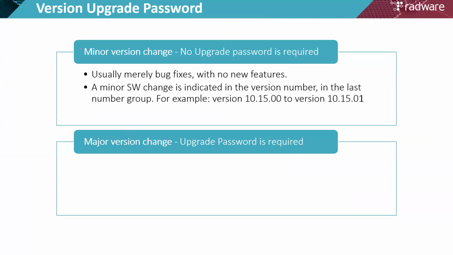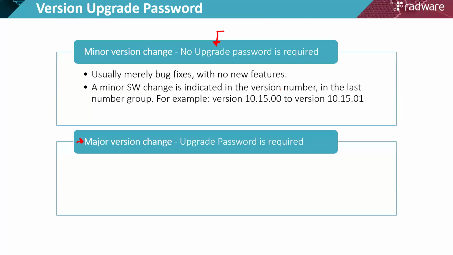So this is what I was talking about. Version upgrade. If you're going from, let's suppose 10.15 to 10.15.01, this is considered as a minor version change. So if only the last digit changes, then it is considered as a minor version upgrade. In that case, no upgrade password is required.